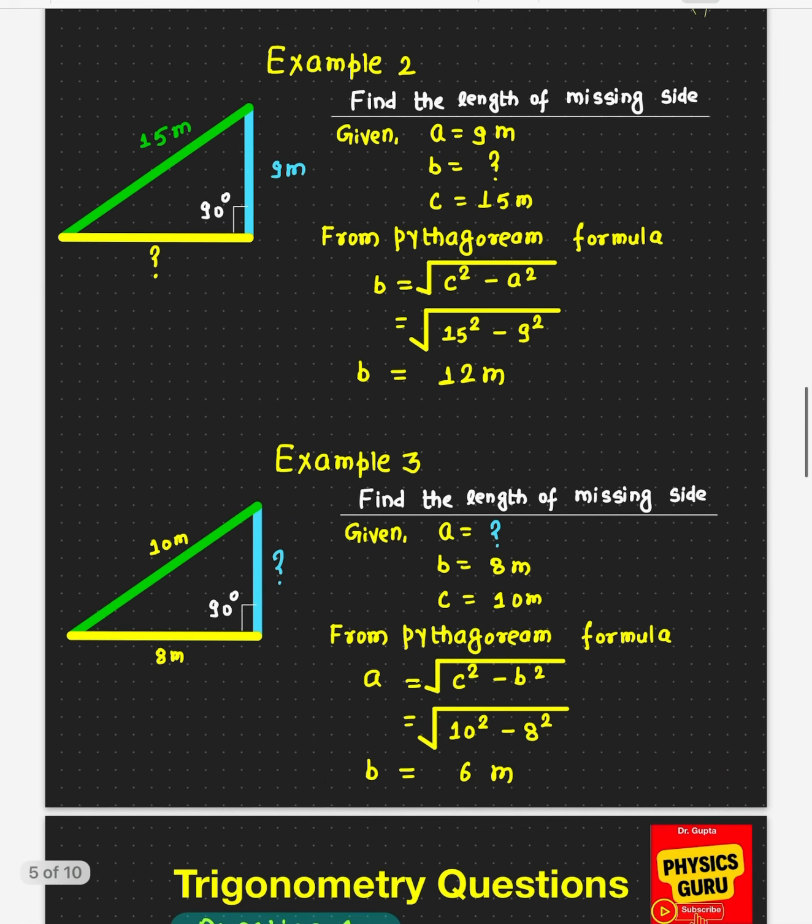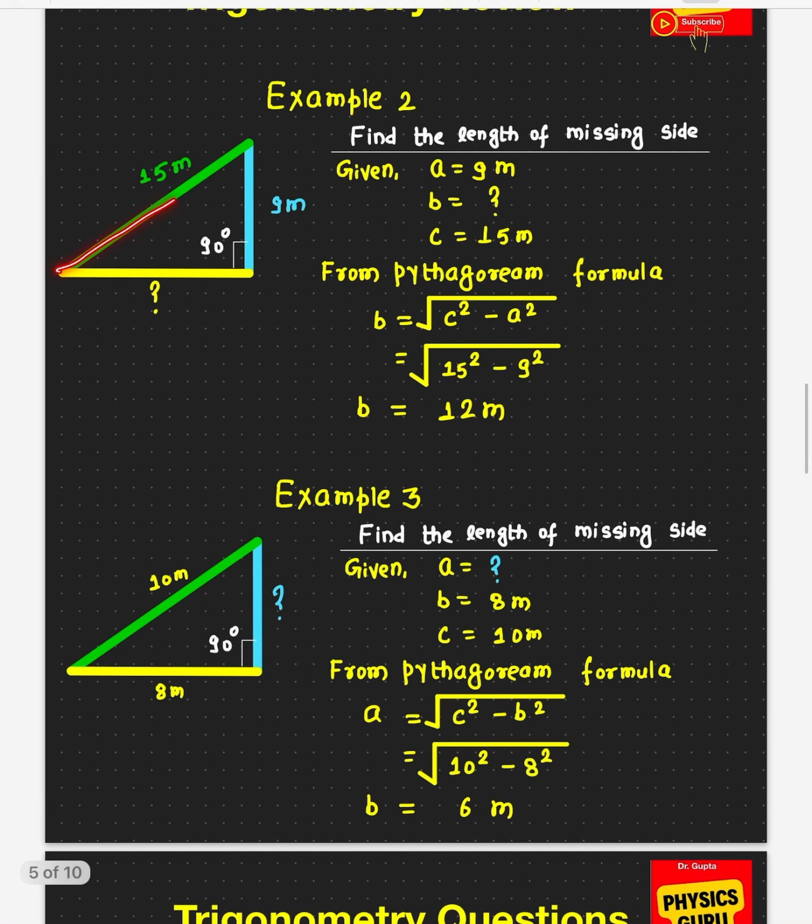And let me give you another example here. Now in this right angle triangle, you're given 15 meter and 9 meter here, and you have to find out this side here. So you see the hypotenuse is given and the opposite is given. You have to find out the adjacent if I consider this angle. So A, we call this side A, which is 9 meter, and B is not given, we have to find out, and C is 15 meter.